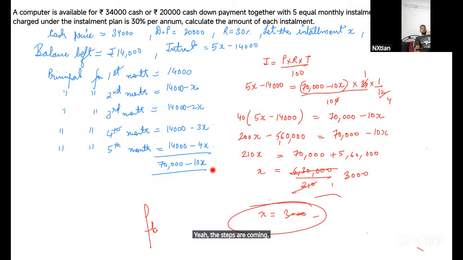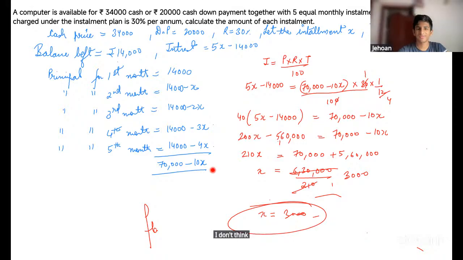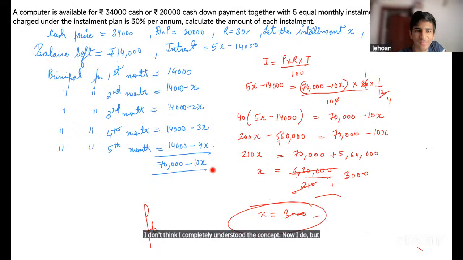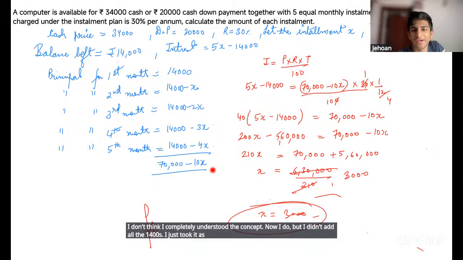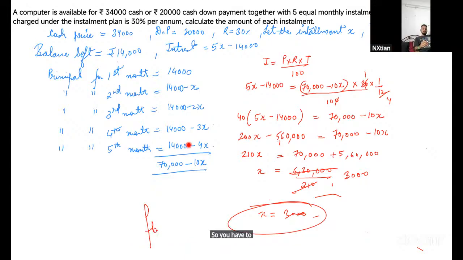Okay, Jehovan, where did you make the mistake? I don't think I completely understood the concept. Now I do, but I didn't add all the 1400s. I just took it as 1400 minus 10x. So you have to add all of them, no? Like 14,000, 14,000, 14,000, 14,000, like 70,000.